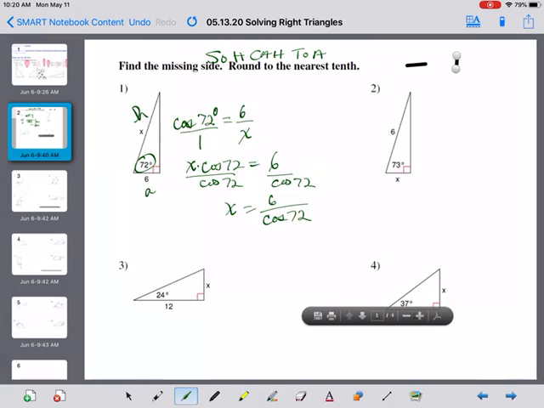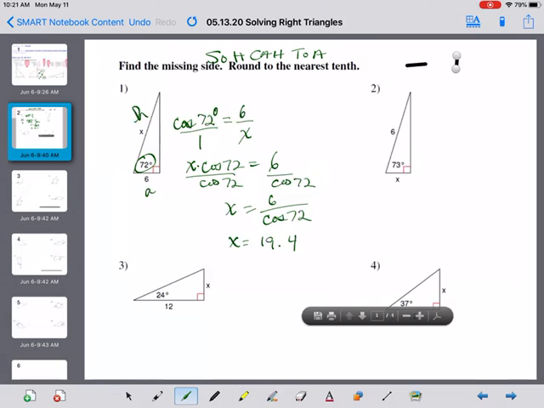Notice we're not pressing inverse. Inverse is if you're looking for the angle. Here we're just looking for the ratio. So 6 divided by cosine 72, make sure you're in degree mode, x equals 19.4. It said to round to the tenth, so 19.4 centimeters, inches, whatever it is.